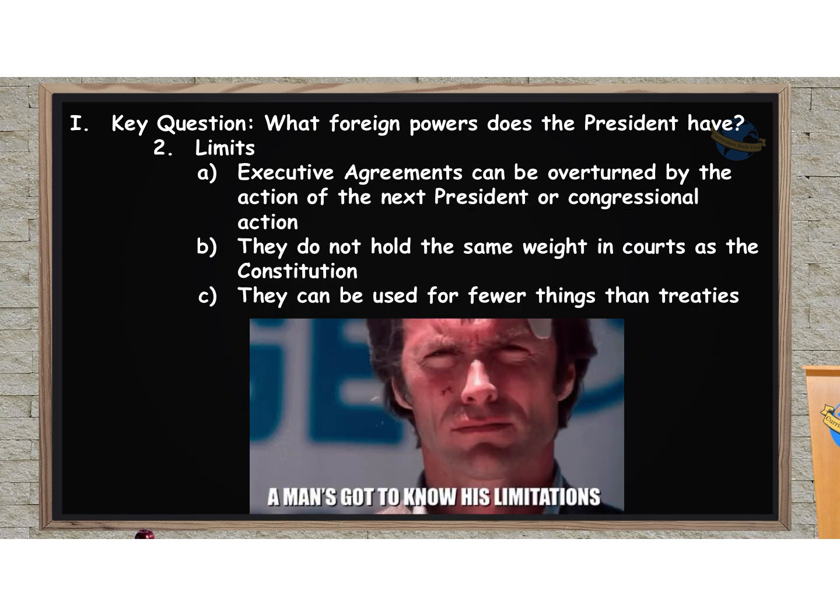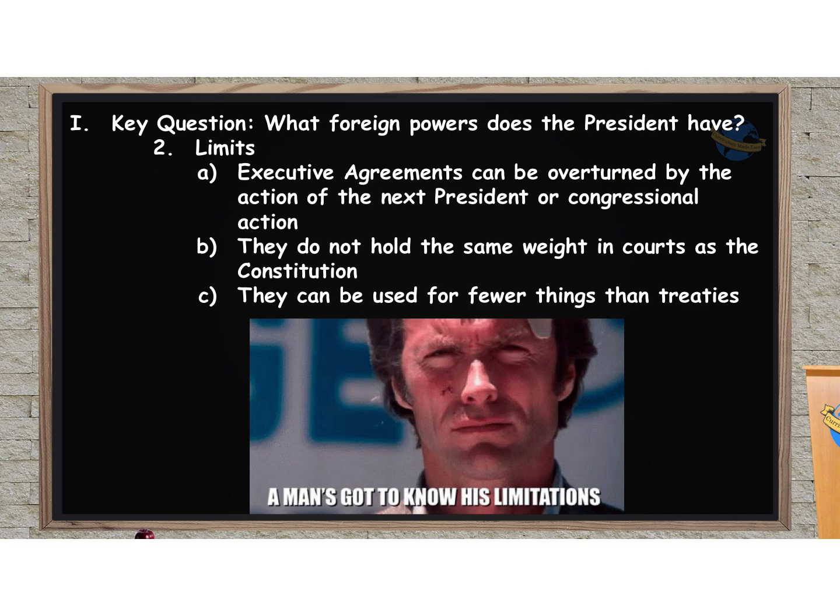There are limits on this power. For instance, executive agreements can be overturned by the next president or congressional action, right? So we saw this, as I said, happening with the Paris Agreement, where President Obama made an executive agreement, President Trump removed us from the executive agreement, Biden put us back, and Trump took us back out again.